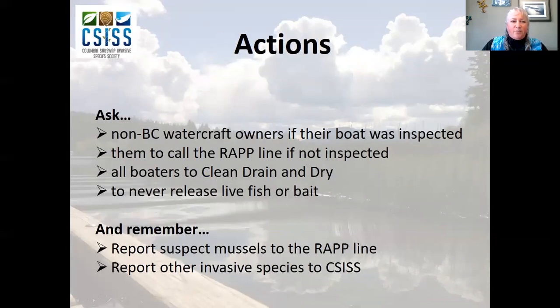So just to recap, always ask your clients if they're non-BC watercraft, was their boat inspected? If it was not inspected, please ask them to call the RAP line. Ask all boaters to clean, drain and dry their boats between water bodies, and never release live fish or bait. And remember, if you suspect invasive mussels, please report them to the RAP line. And if you have other invasive species, you can report them directly to CSIS.